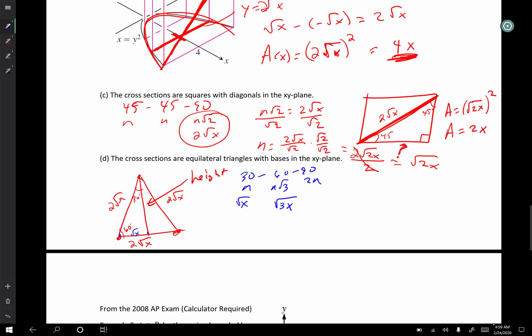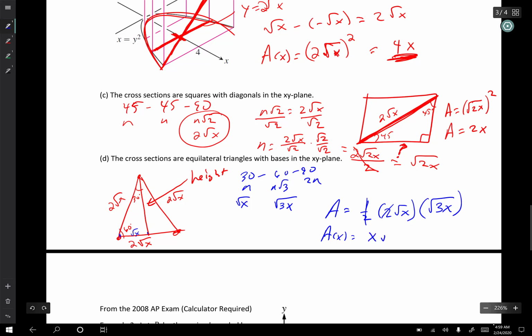All right, so here we go. Area. 1/2 base, 2 square root of x, times height, square root of 3x. So my area is, the 2 and the half cancel out. So square root of x times square root of 3x, I'm going to have x square root of 3.